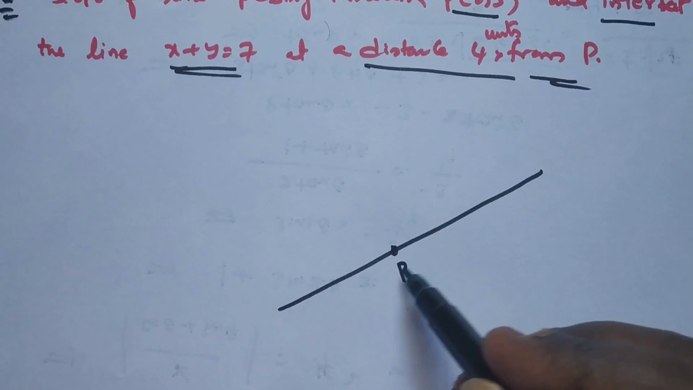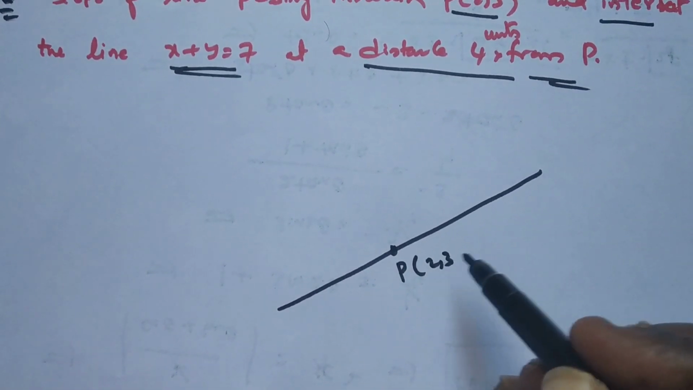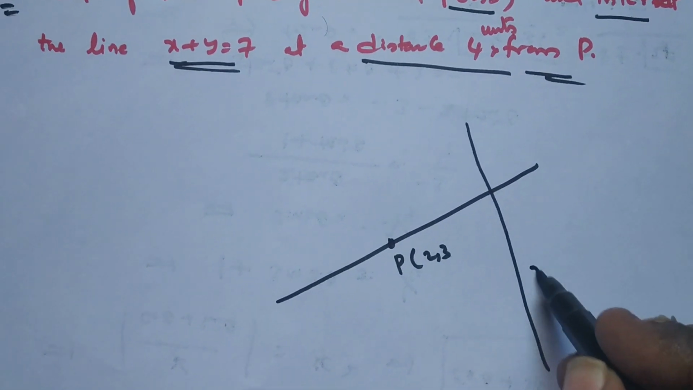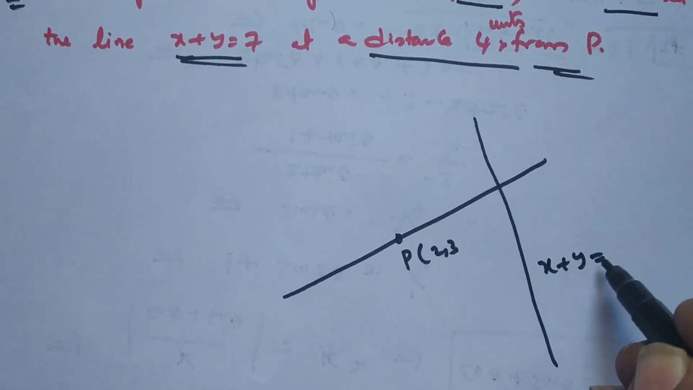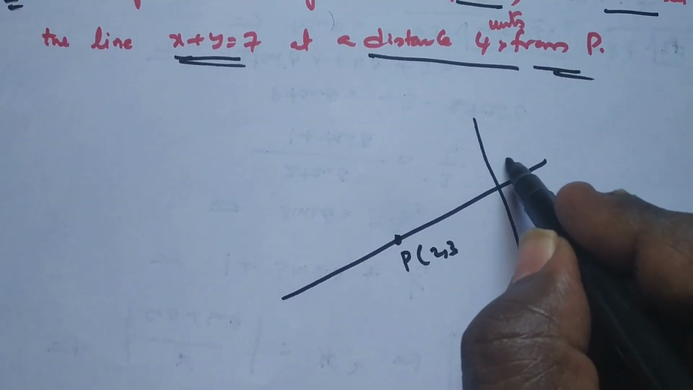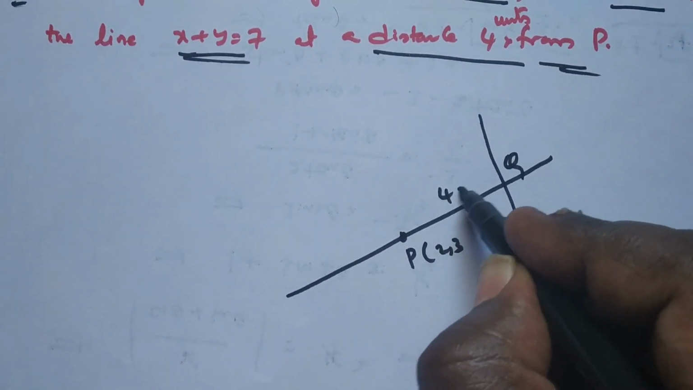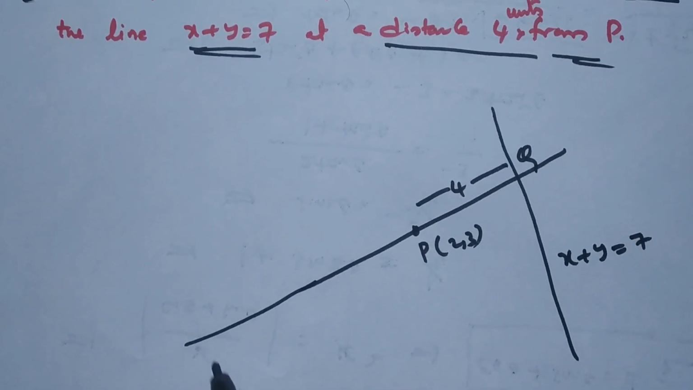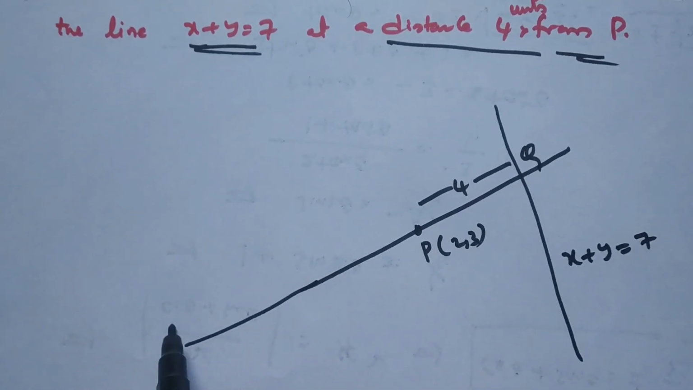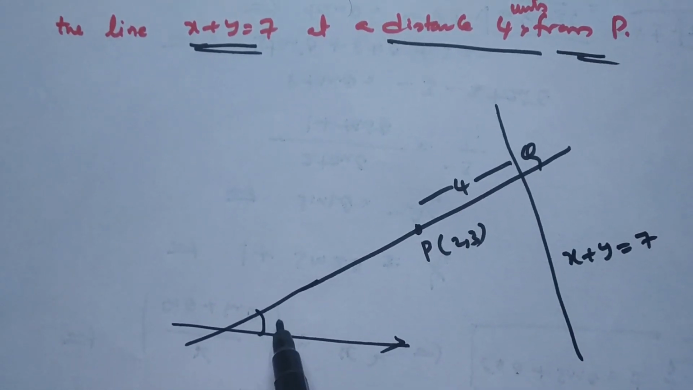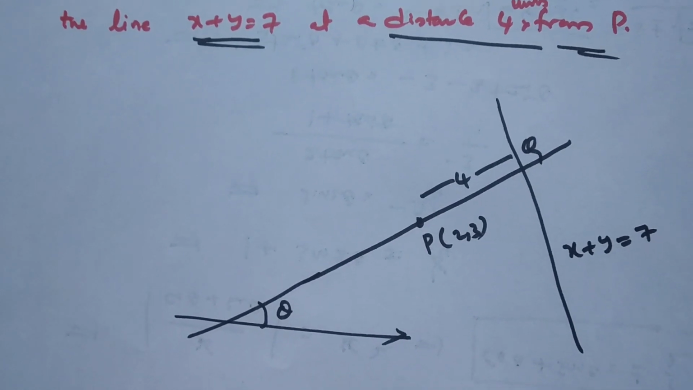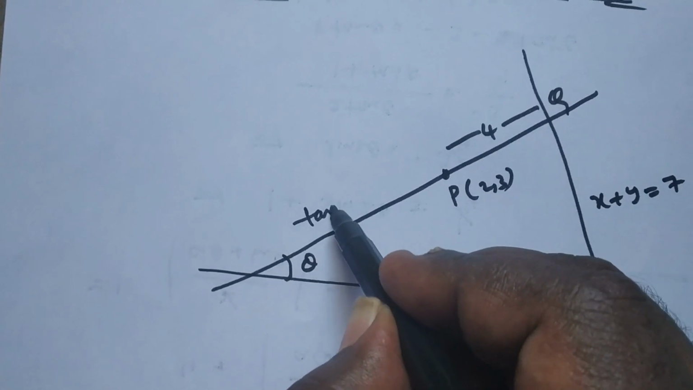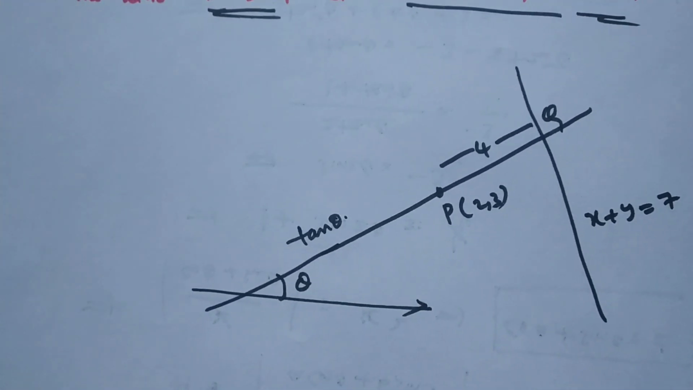This is the point P (2, 3). The line intersects our line x plus y equal to 7, say at Q. This distance is given to you as 4. What are they asking? They are asking the slope of this line. Suppose this line makes an angle theta with the positive direction of the x-axis. We have to find the value of tan theta.